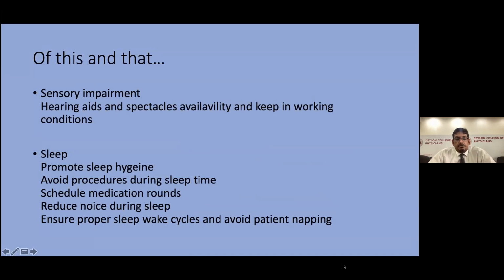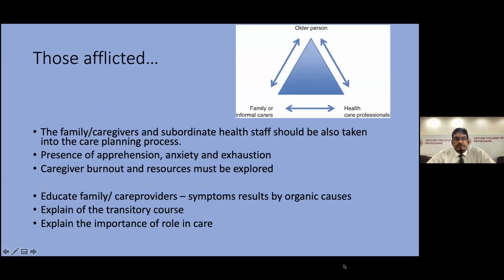Sleep, again, promote sleep hygiene. Avoid procedures during sleep time; sometimes we go and wake up patients. The time that we would do our lumbar punctures will be the time that the patient may be having a nap around 2 to 3 o'clock. Are we aware of this? Are we taking it into consideration? Schedule of medication rounds, we need to be a little bit more careful of the patient's patterns. Noise during sleep, and make sure that the sleep-wake cycles are maintained and the patient is not going for just simple power naps.